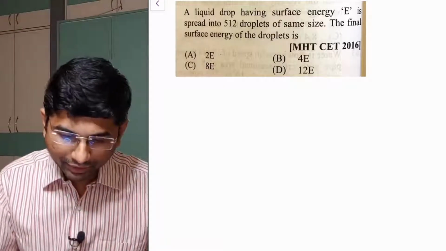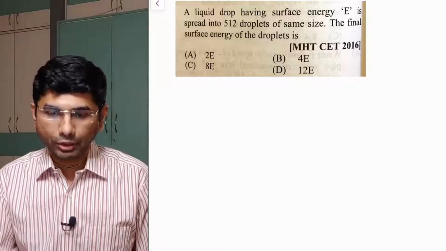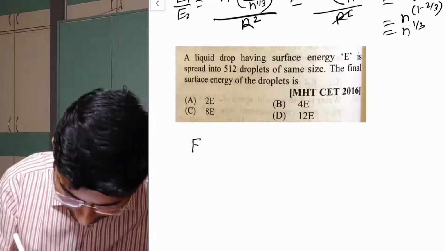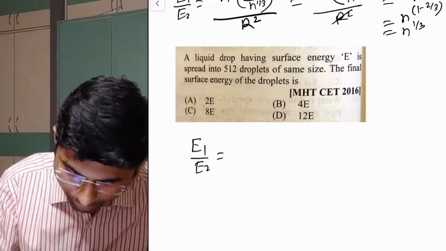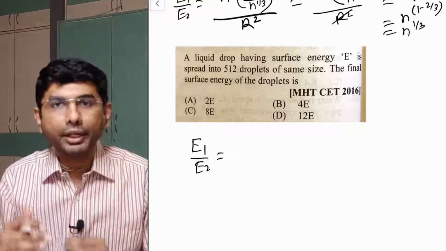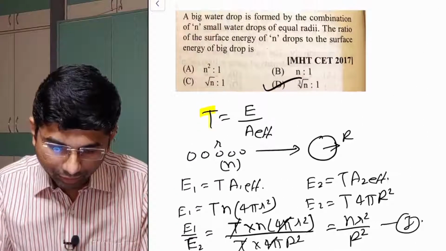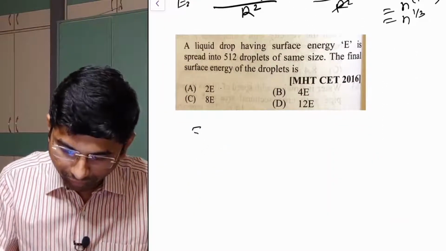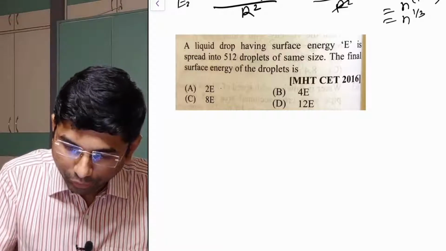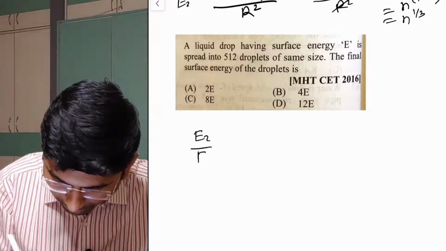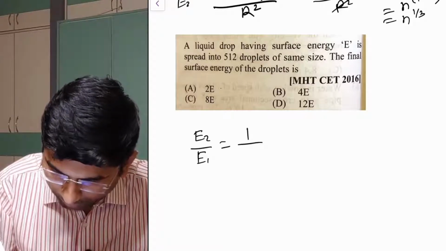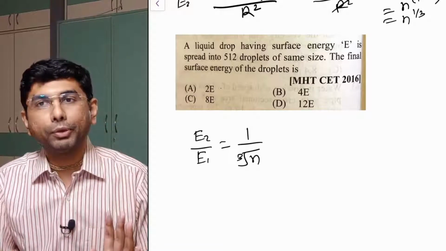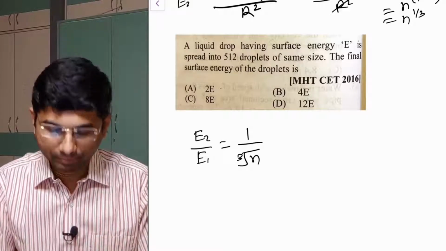Now we already know the relationship. In the same way we have to solve it. I will not be solving this question again from the start, as I know the relationship that I will be using. Initially we had the question where droplets are combined. Here it is the opposite, so I have to take it in the opposite way. It will be like E2 upon E1 is equal to 1 upon cube root of n. That will be my formula for this particular case.